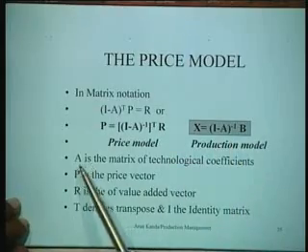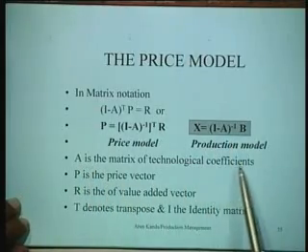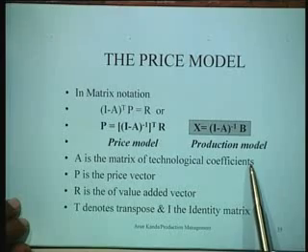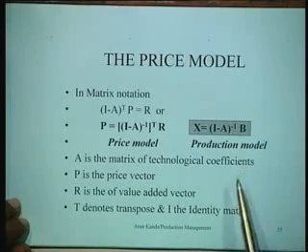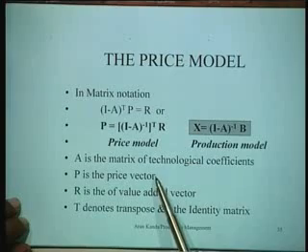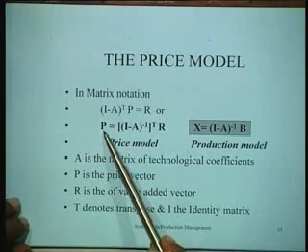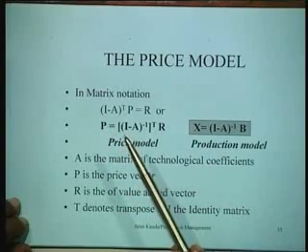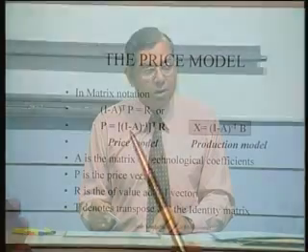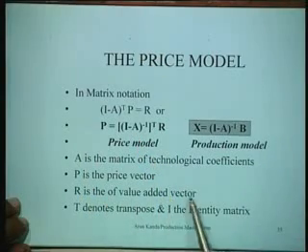And therefore in this, A is the matrix of technological coefficients that we have just now seen. P is the price vector. So these are the prices which prevail in the economy. What is the cost per unit in the automobile sector, in the agriculture sector, in the labor sector, etc. So those prices are determined by this model. R is the value added vector.